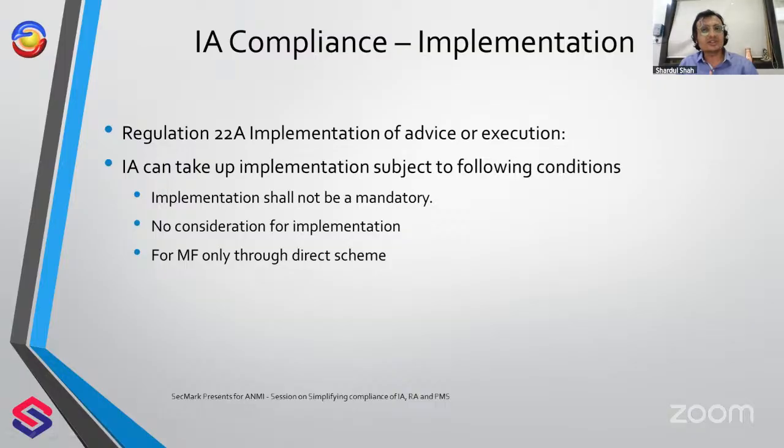Third, for mutual funds, only direct schemes should be used. In case advice is given for a mutual fund, they have to make sure that it is not routed through an ARN, where the mutual fund distributor gets a trail commission. That particular transaction should be executed on the direct scheme of the respective mutual fund.